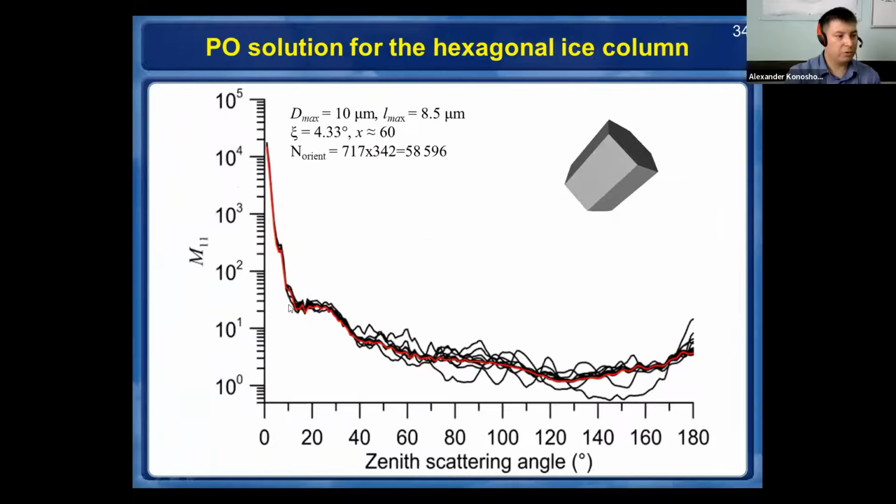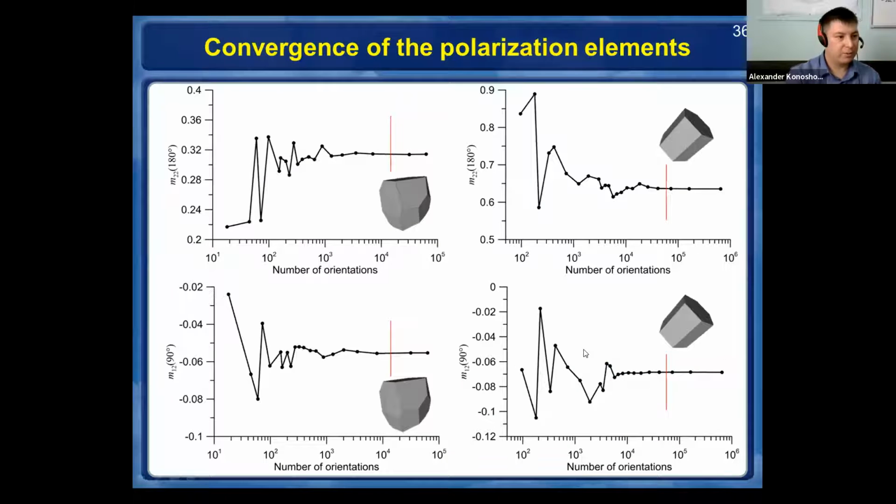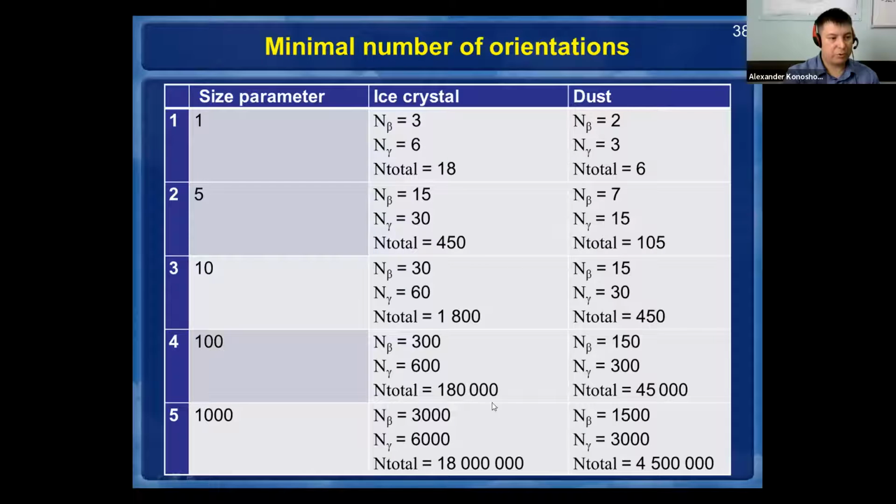It is important not only for intensity, it's how the intensity looks when you use an insufficient number of orientations. Red is the sufficient amount of orientations. And how it's used for the polarization elements. The polarization elements are more isolated functions that you have to calculate very precisely, especially in the backscattering direction for lidar. So this is the number of orientations you have to use for such a phenomenon. Typical is a size parameter of about 1,000, so it's several billions of orientations you need to use.